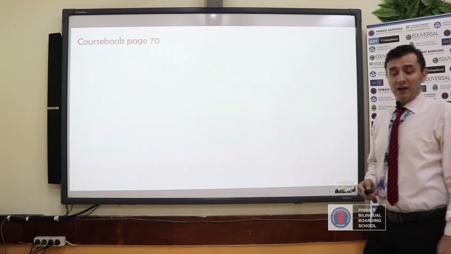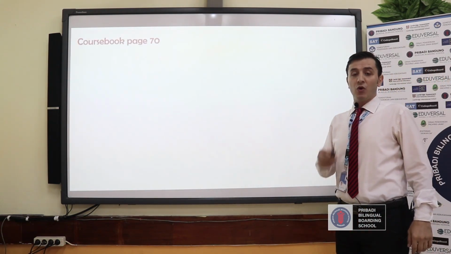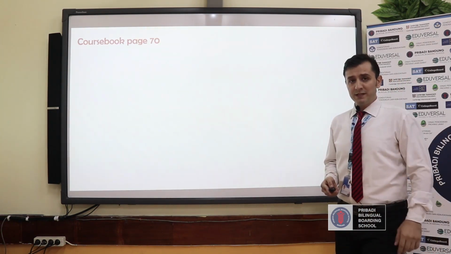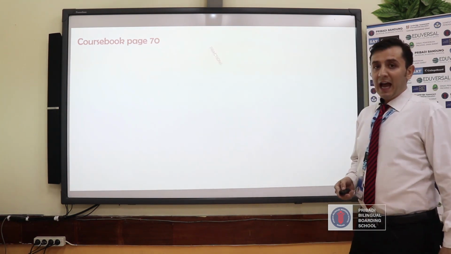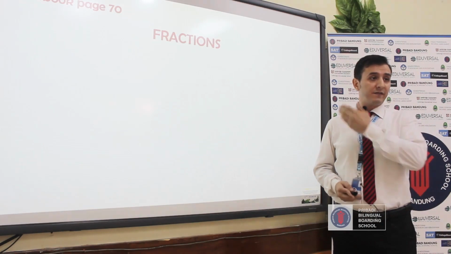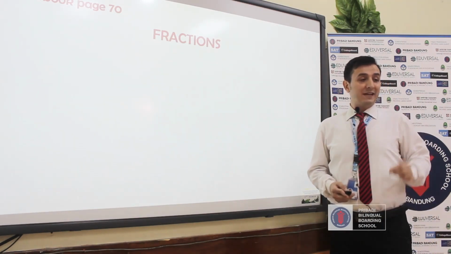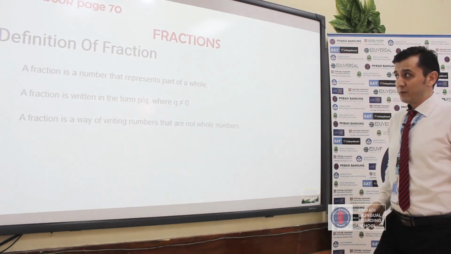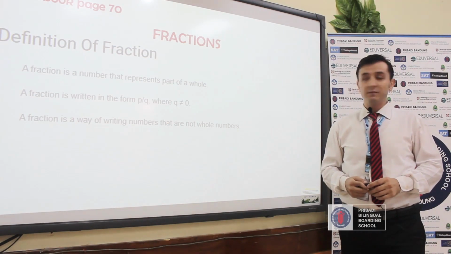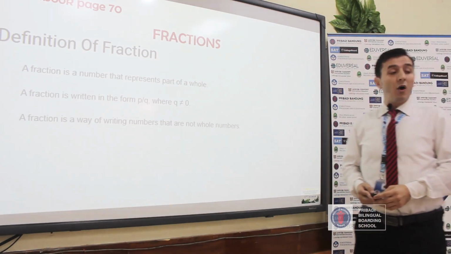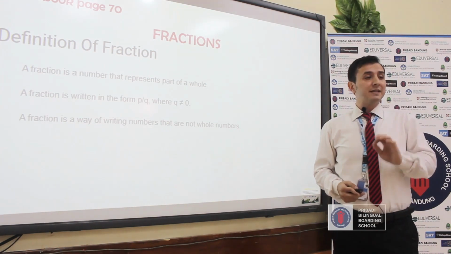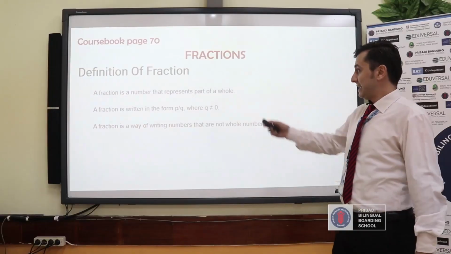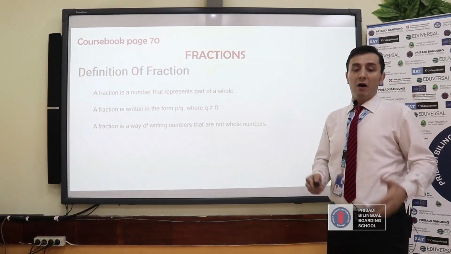Here it is. We have a topic which is in your course books on page 70. Can you now open your books, please? Page 70. And look at our main topic, fraction. So I will give you the definition of fraction in mathematics. A fraction is a number that represents a part of a whole. A fraction is written in the form of P over Q, where Q is not allowed to be 0. Because if your denominator Q is 0, the fraction will be undefined.